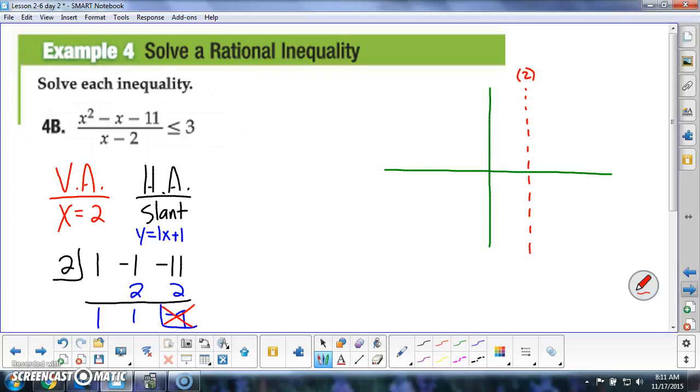So if I were to draw that in, 1x plus 1, I have a y-intercept at 1 and a slope of 1. So that would look something kind of like this. All right, we would have x-intercepts by setting that numerator equal to 0. Now that's not factorable, so we're going to use the quadratic formula on that in a little bit. And for the y-intercept, put 0 in for all your x's, and you're going to get negative 11 over negative 2, which is 5.5.